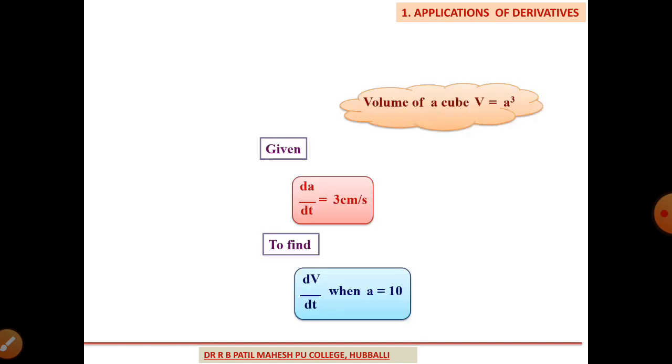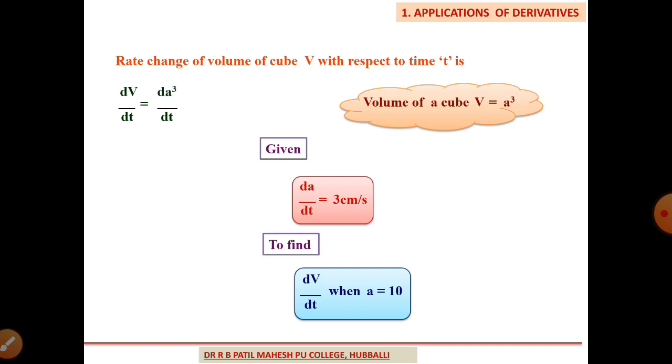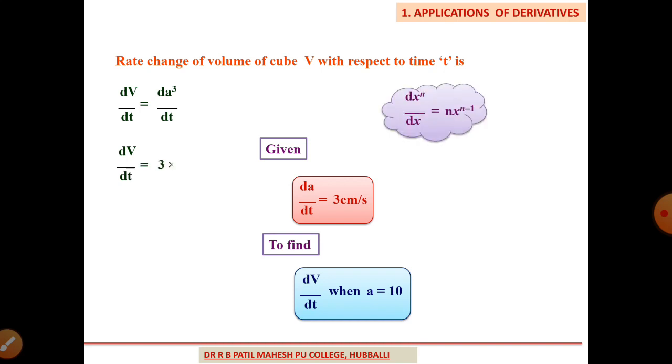So first I can start with the formula. The volume of a cube formula is V equal to a cube. Then you have to differentiate this with respect to t. The rate of change of the volume V with respect to time t is given by dV by dt equal to the derivative of a cube with respect to t, so we get 3 times a square. Now since we are differentiating with respect to t, into dA by dt.